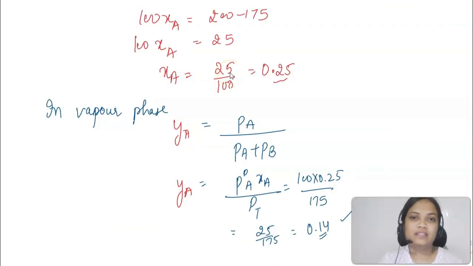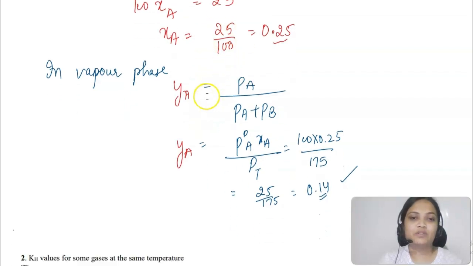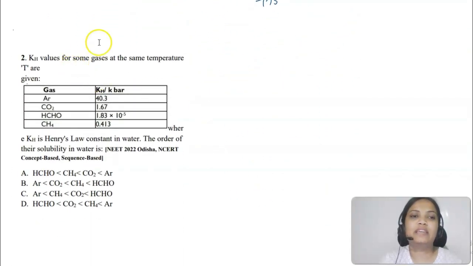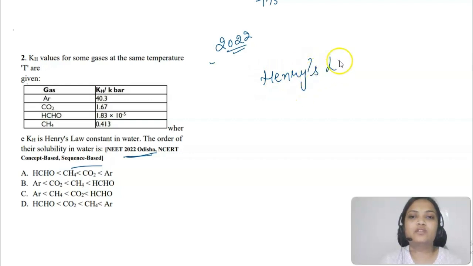So now let us discuss the next question, students. Here the question is: KH values for some gases at the same temperature are given, and we need to find the correct order of solubility. This question was asked in NEET 2022 Odyssey examination. It's actually a PYQ. So here we are talking about Henry's constant, so we will be talking about Henry's law first.